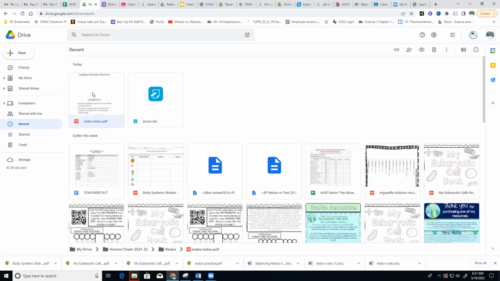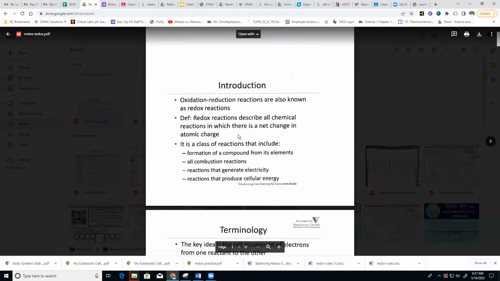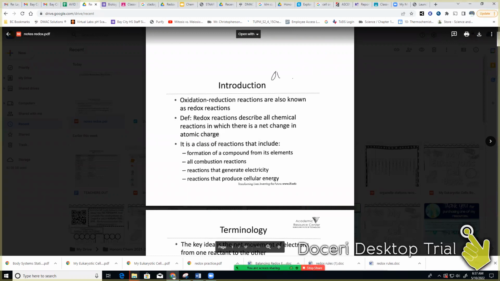All right, redox reactions are actually called oxidation reduction reactions. A lot of times they're called redox for short, just to make it a little easier. Another thing that we're going to be dealing with in this unit is oxidation numbers, and I'm just going to abbreviate that ON. Oxidation numbers look at the movement of electrons from reactants to products, which are important in these reactions.